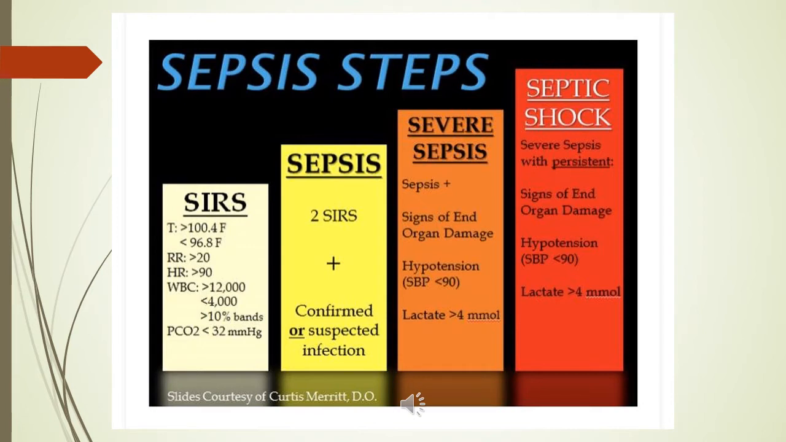Sepsis is 2 SIRS plus confirmed or suspected infection. Severe sepsis is sepsis plus signs of end organ damage, hypotension, a systolic blood pressure less than 90, and a lactate level greater than 4. Septic shock is severe sepsis with persistent signs of end organ damage, hypotension, systolic blood pressure less than 90, and a lactate greater than 4.